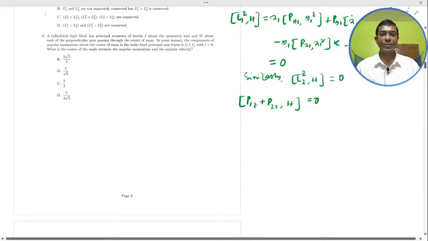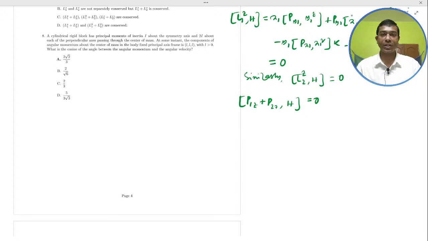A cylindrical rigid body has the principal moment of inertia I about the symmetry axis and 2I about each of the perpendicular axes passing through the center of mass. At some instant, the components of angular momentum about the center of mass in the body-fixed principal axis frame are L, L, L. What is the cosine of the angle between the angular momentum and the angular velocity? Question number 8.